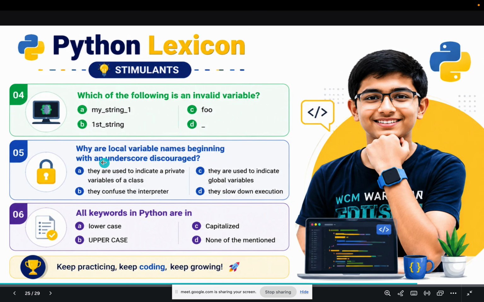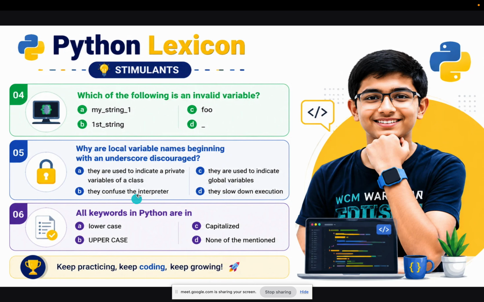Now, why are local variable names beginning with an underscore discouraged? And which one is correct now? Okay, you can think about this answer and tell me. Now coming to this question: all keywords in Python are in lowercase, uppercase, capitalized, or none of them mentioned? So which one is the correct answer? Capitalized? Yeah, D, sir, none of them mentioned. Correct, D. Because it is your choice. I can mention capital, I can mention upper, I can mention lower, however I want. So D is the right answer.